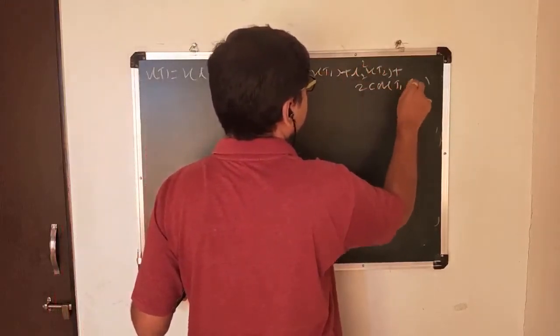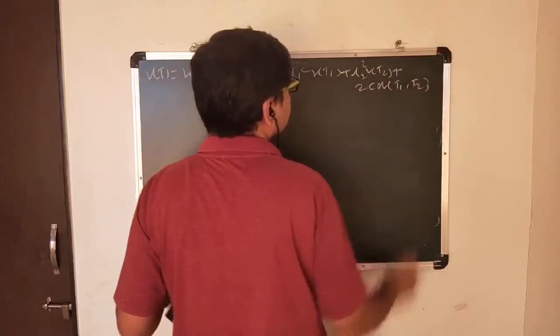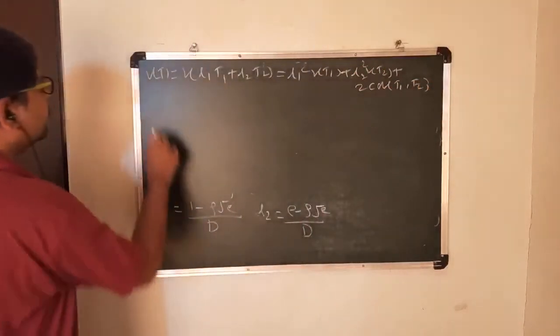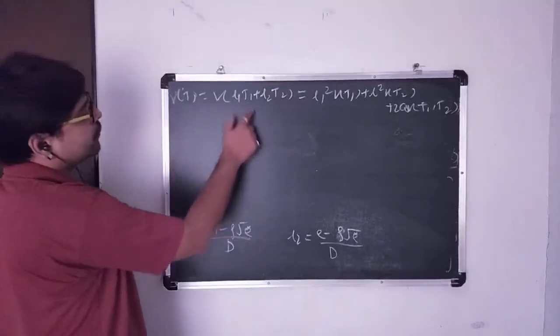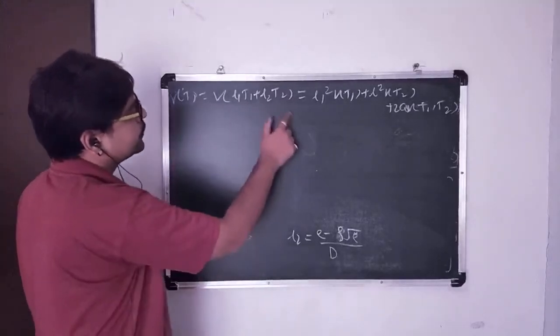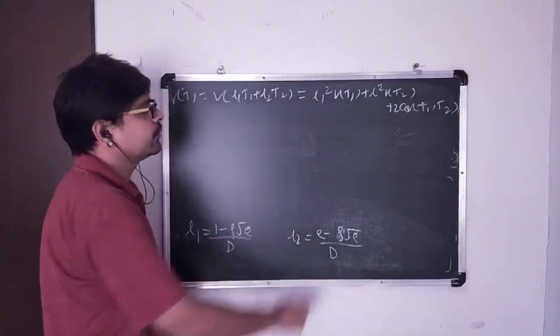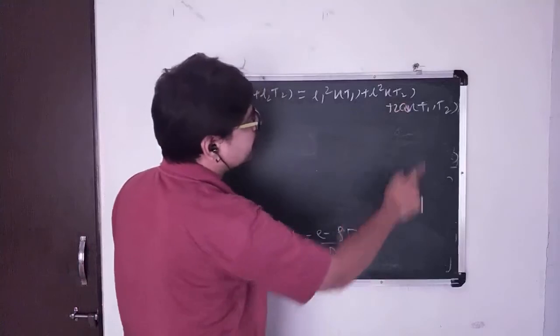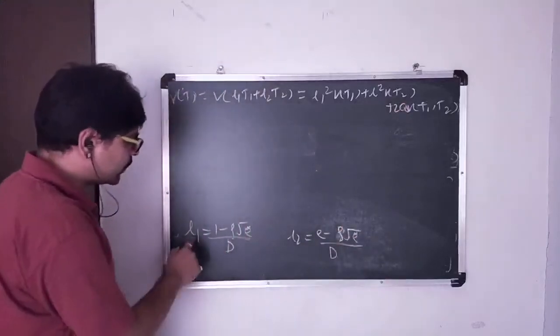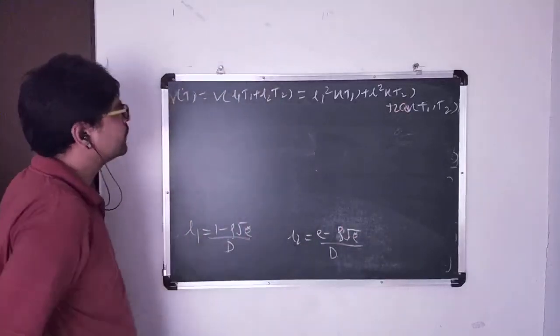between T1 and T2. So variance of T is equal to variance of L1 T1 plus L2 T2, and that is L1 square variance of T1 plus L2 square into variance of T2 plus 2 times covariance of T1 T2. So now we will put the values of L1 and L2.